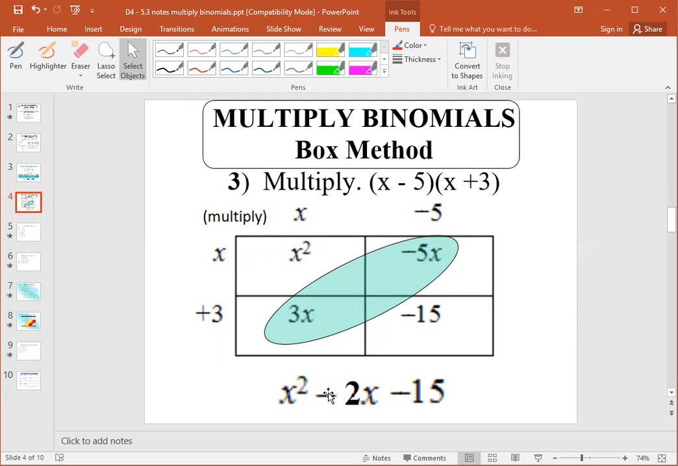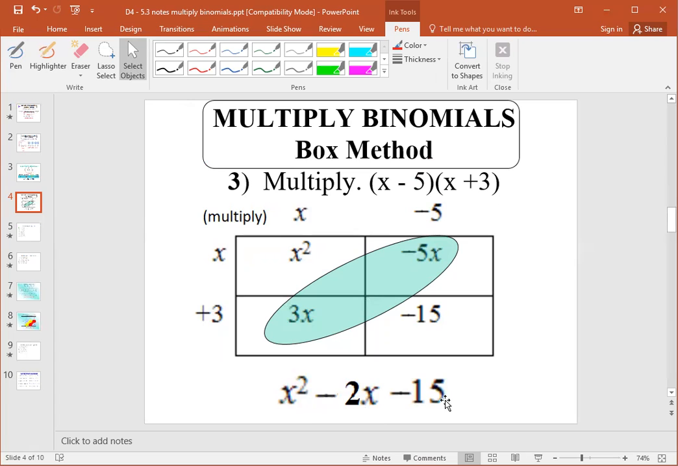When you combine, your terms are going to be on this diagonal. You can see that 3x and -5x are like terms. So in this case, -5x plus 3x is -2x. So we have x squared, combine these, -2x, and then the -15.